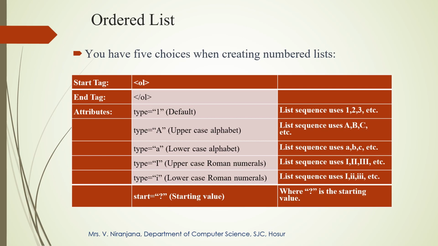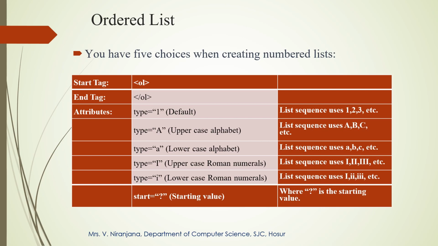And next is type equal to A. When you give uppercase A, the list items will be displayed with A, B, C in uppercase. In the same way, when you're using type equal to lowercase a, the list items will be in a sequence using lowercase alphabets. Next, in the same way, you can use uppercase Roman numerals by using capital I in the type, and small i for lowercase Roman numerals. So these are the five different types of sequences which you can use in the ordered list.